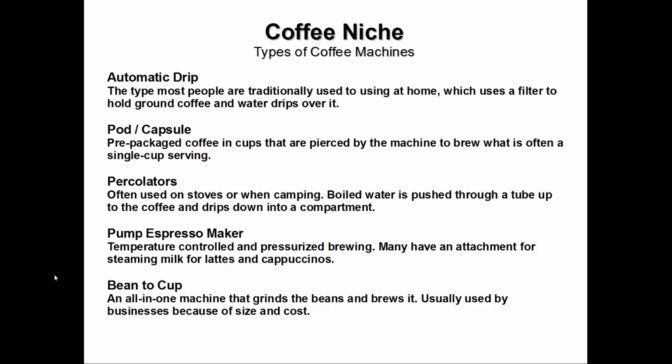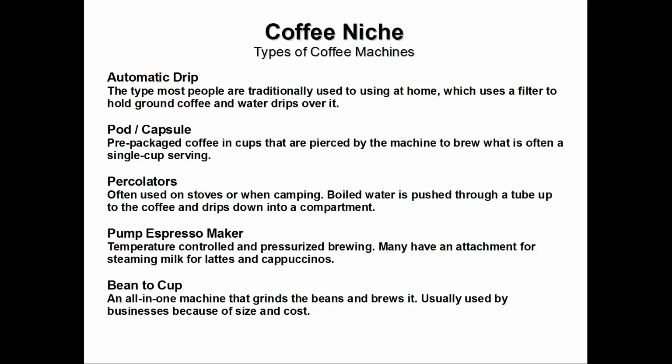You then have percolators, often used on stoves or when camping. You can put it on top of a fire, for example, and the boiled water will push up through a tube, drip down over the coffee with a filter in it, and it's essentially kind of an automatic drip maker, except it's not a machine. It doesn't use electricity. So that is one of the appealing things about a percolator.